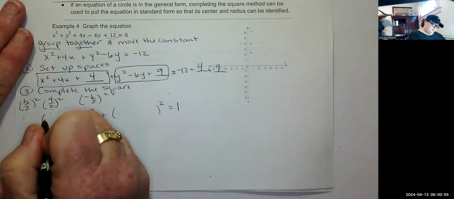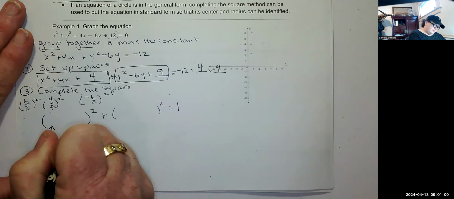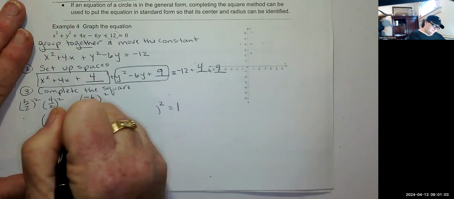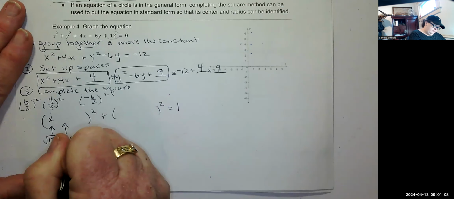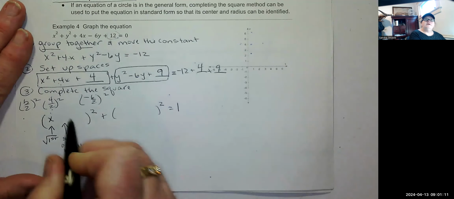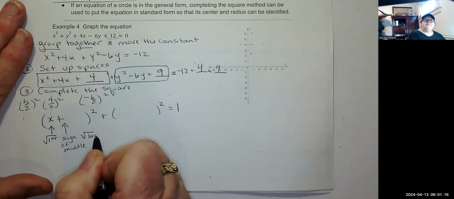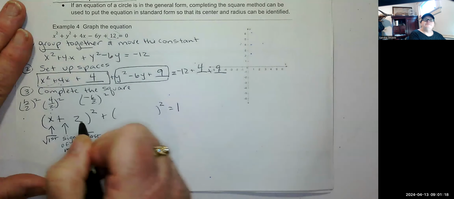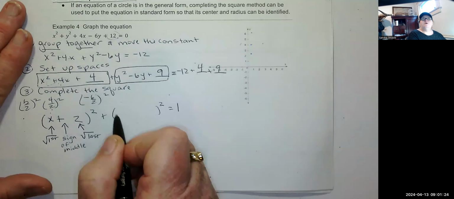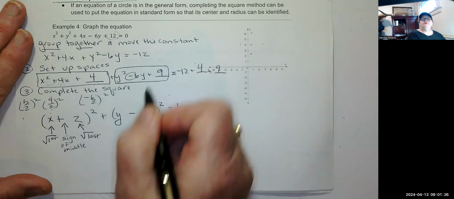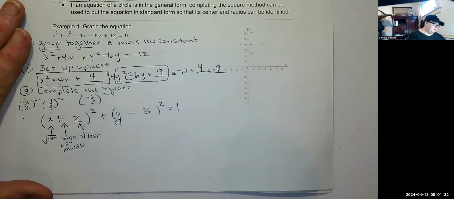So to do this, you have to take the square root of the first, which is x. The sign of the middle, it's positive. And then the square root of the last. Square root of 4 is 2. Same thing here. Square root of the first, so y. Sign of the middle, negative. Square root of the last, 3. That is my standard form for my circle.